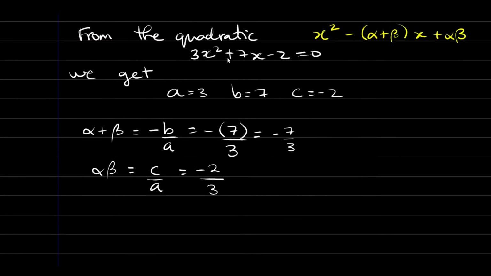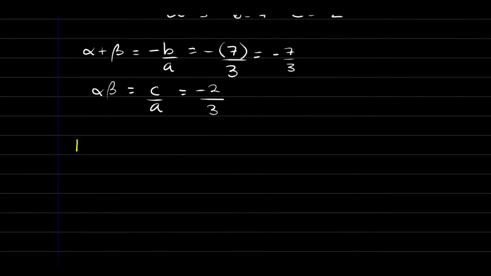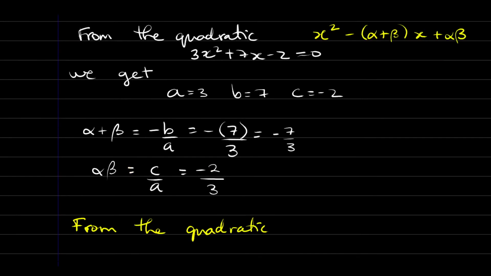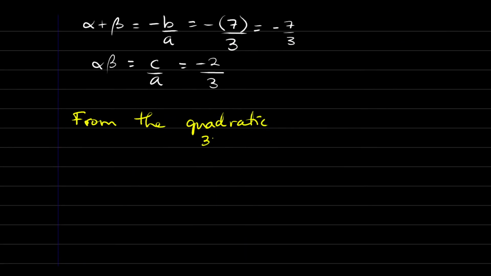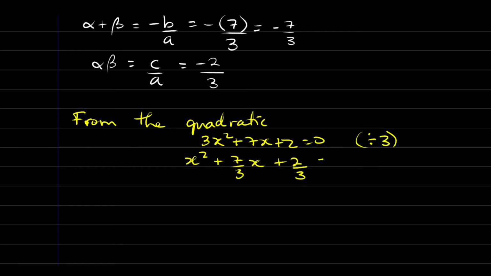So I'm going to start from here. From the quadratic, I'm going to do another solution for the same thing. The quadratic we're looking at, again, 3x squared plus 7x plus 2 is going to be equal to 0. I'm going to divide both sides by 3. I'm going to get x squared plus 7 over 3x plus 2 over 3 equal to 0.